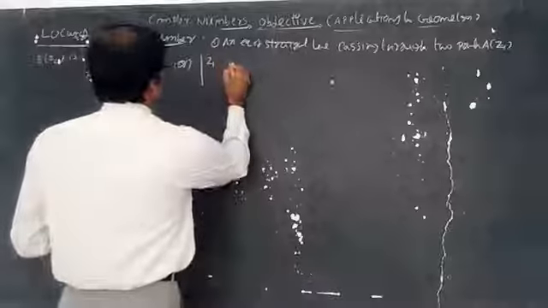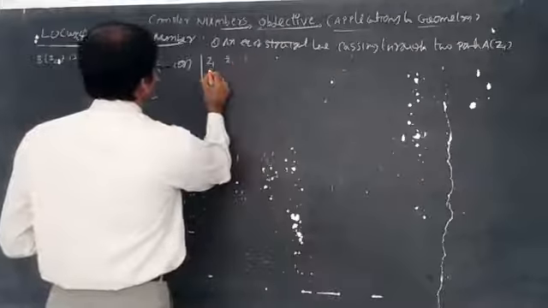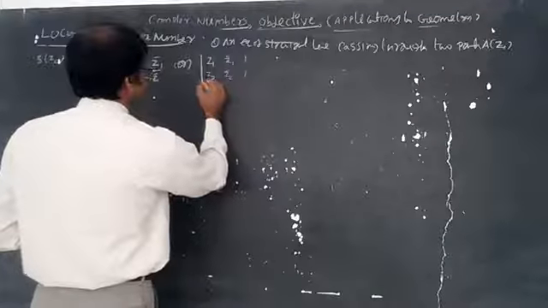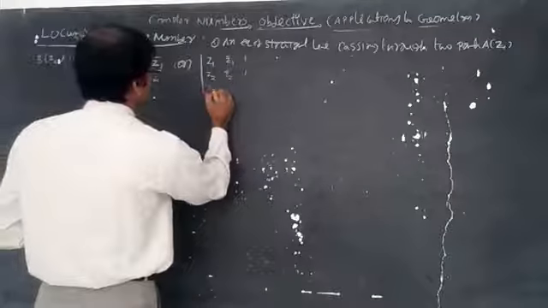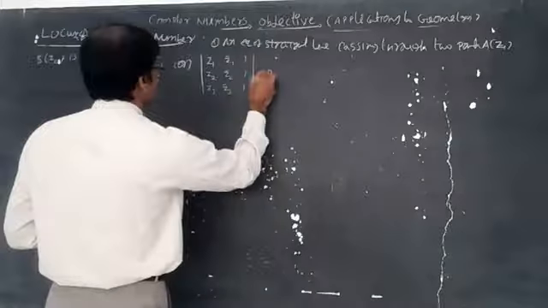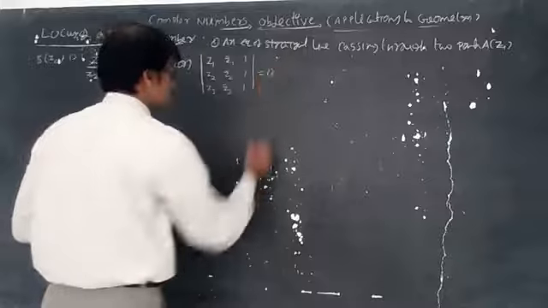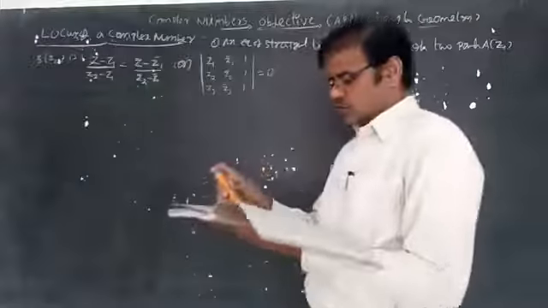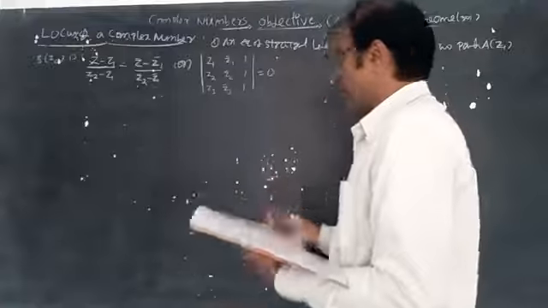Here you can write the determinant of Z1, Z1 bar, 1; Z2, Z2 bar, 1; Z3, Z3 bar, 1 is equal to 0. This is the area of triangle using the complex numbers and their conjugates equal to 0. In this, 2 methods are there.